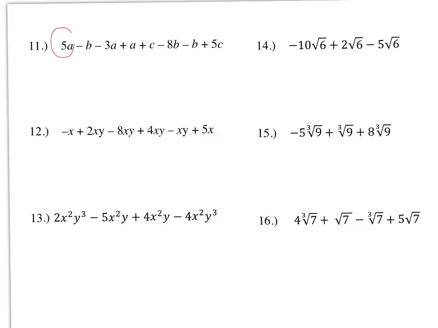So here we have 5 apples, and then, well, somebody ate 3 apples. So now there's only 2 apples left. And then we found another apple, or we picked an apple. So now we have 3 apples.